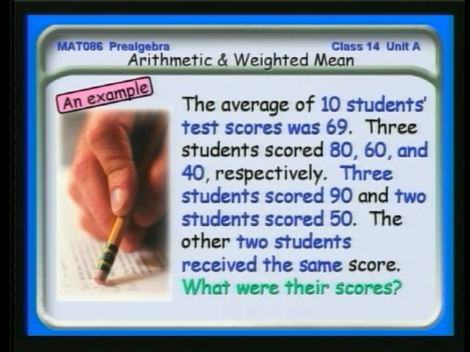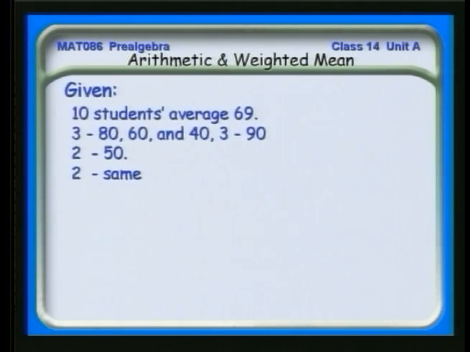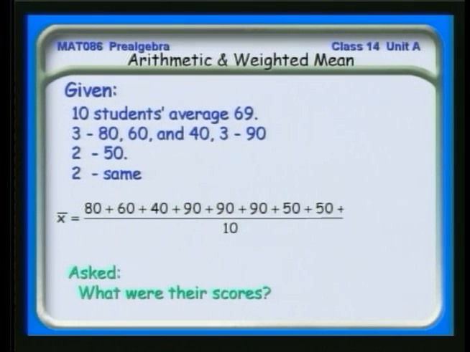Here's the information. 10 students, test score 69 average, so on and so forth. We'll review it here. We have 10 students, average was 69. 3 of them got an 80, 60, and 40. 3 of them got a 90. 2 of them got a 50, and 2 of them got the same score. We don't know what that is, and we want to know what that is.